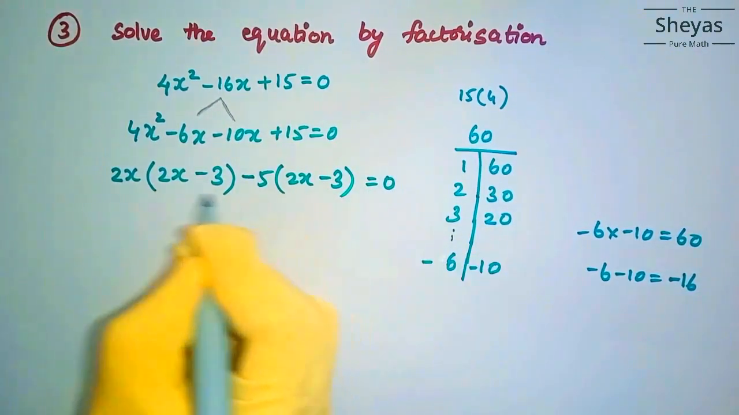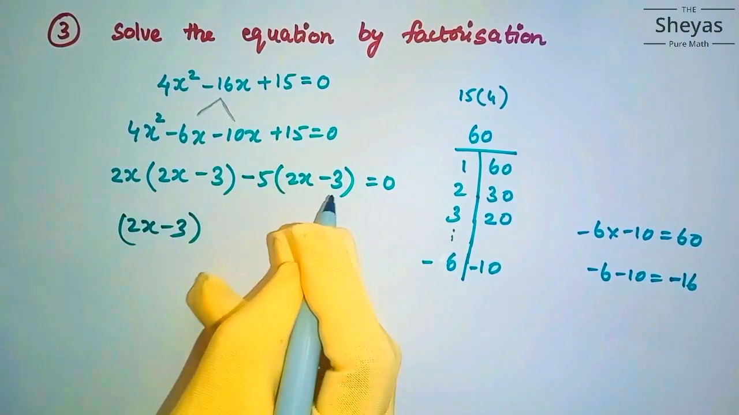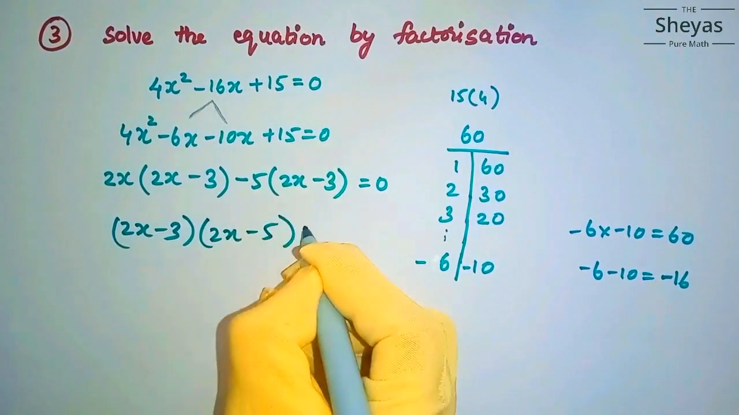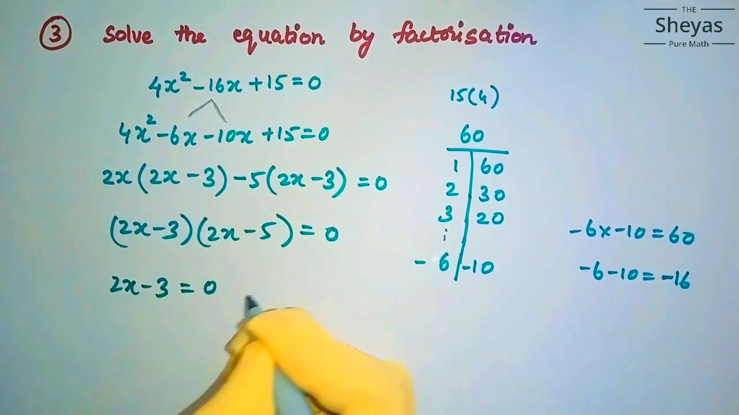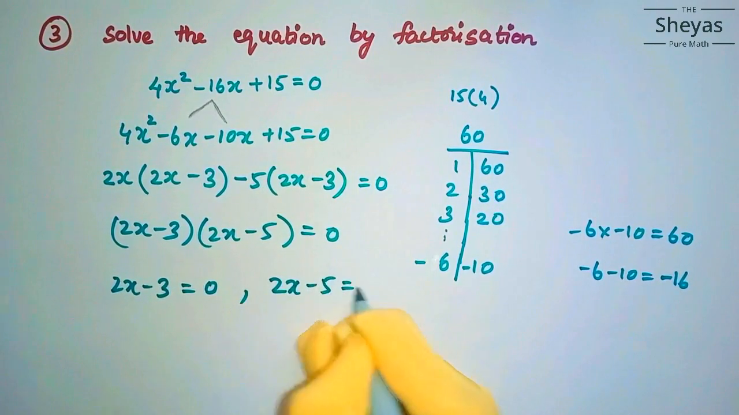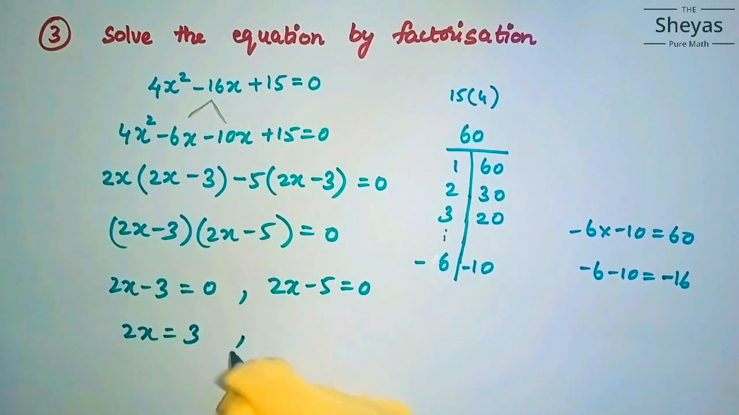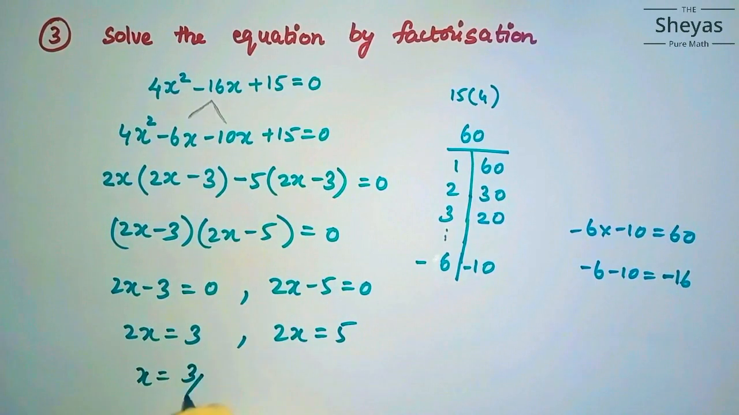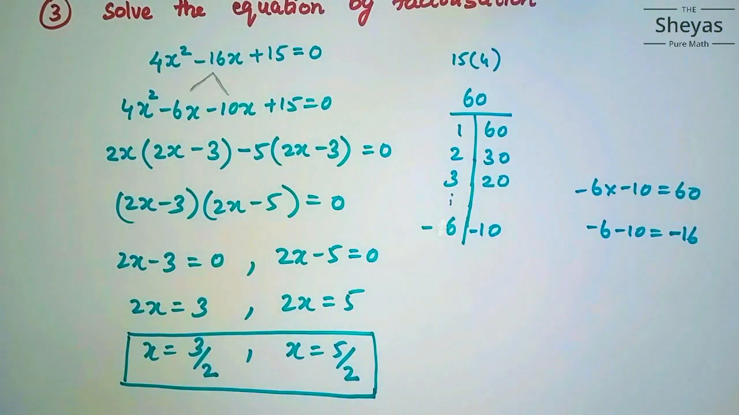So from these two terms, I can collect 2x minus 3 as the common factor, because 2x minus 3 is common in both the terms. So remaining 2x minus 5 is equal to 0. Now 2x minus 3 is equal to 0 or 2x minus 5 is equal to 0. So 2x is equal to 0 plus 3, that is 3. Then 2x is equal to 0 plus 5, that is 5. So x is equal to 3 by 2 and then x is equal to 5 by 2. So this is the required answer, x is equal to 3 by 2 and x is equal to 5 by 2 for this equation.